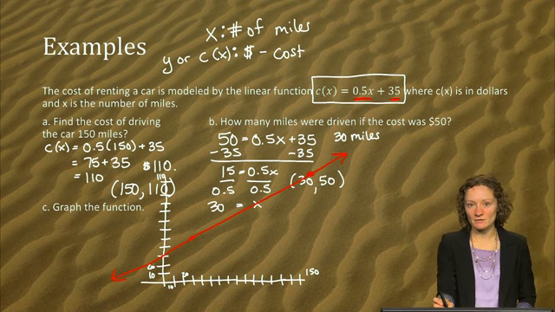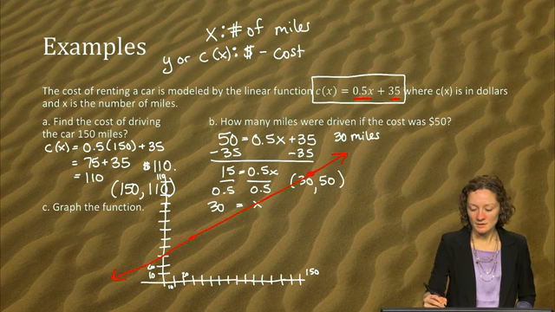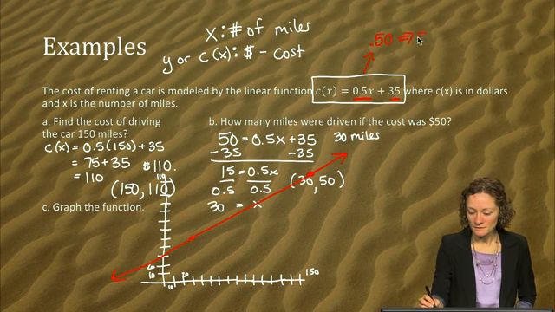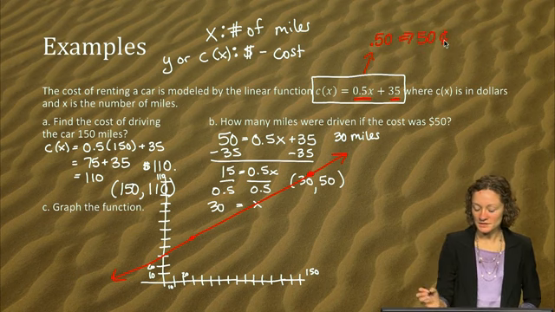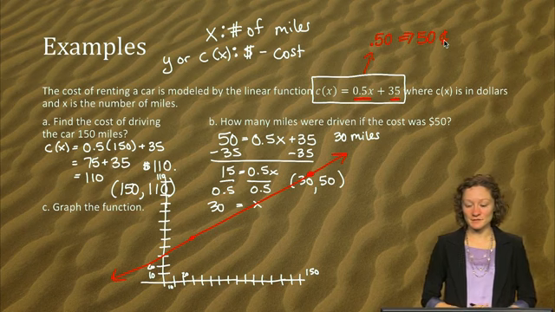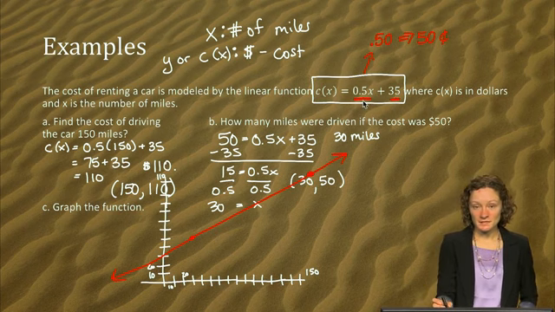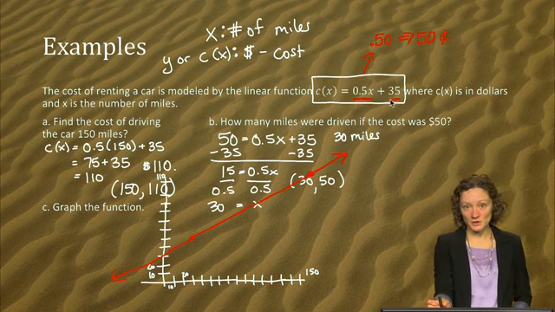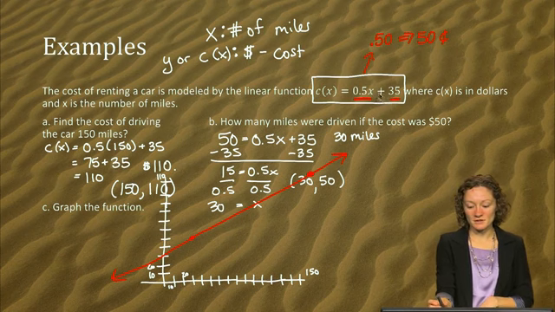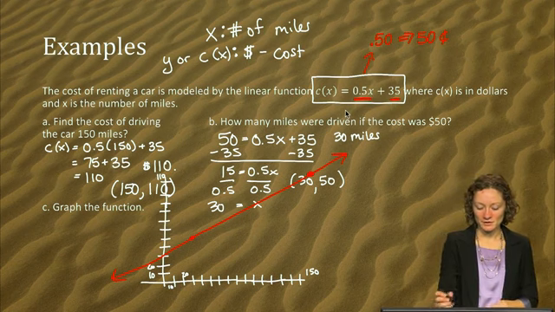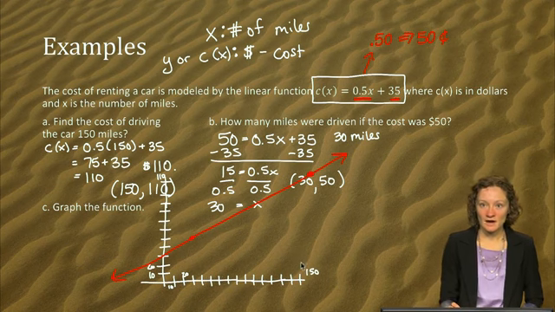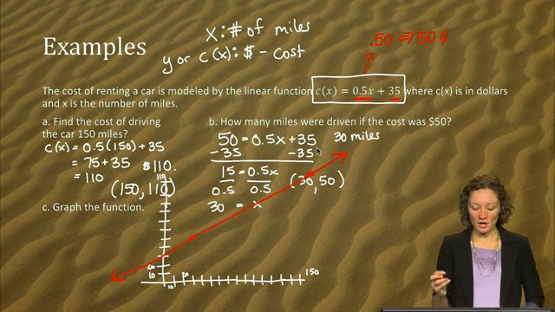What do you think the 0.5 represents? 0.5 is the same as 0.50, which means 50 cents. So you're paying 50 cents per mile plus $35. You're paying $35 and then 50 cents for every mile that you drive. So this shows, based on the number of miles that you drive, how much you're going to pay for the car.